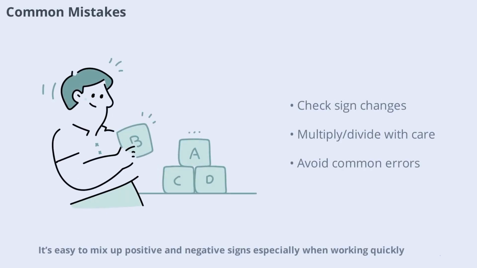It's easy to mix up positive and negative signs, especially when working quickly. One common mistake is forgetting to change the sign when subtracting a negative number. Another is multiplying or dividing without considering the signs, which can lead to incorrect answers. Always double-check your work and remember the basic rules for handling signs to avoid these errors.